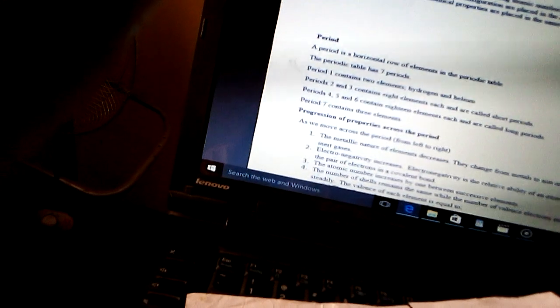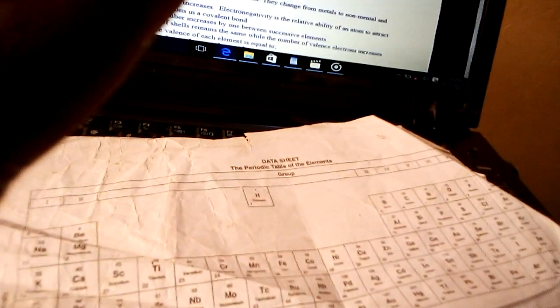When we want to write the configuration for lithium, we know that the first shell carries a maximum of 2 electrons. So we divide this 3: the first shell carries 2 electrons, then the next one is 1, because 2 plus 1 gives us 3. As you can see, the last number there, when you say 2,1, is 1. So lithium is in group 1 because it has 1 valence, or outer, electron.